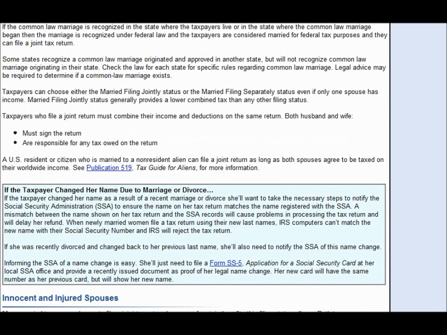Note that taxpayers can choose either the married filing jointly status or married filing separately status, even if only one spouse has income. Married filing jointly status generally provides a lower combined tax than any other filing status. Taxpayers who file a joint return must combine their income and deductions on the same return, both husband and wife. They also must both sign the return and are responsible for any tax owed on the return.